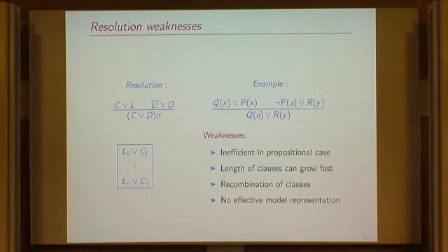And there is no effective model representation. If you're interested in a counterexample, then resolution might not be very good, and superposition might not be very good. What it gives at the end is a saturated set of clauses, which theory shows is convergent, but it's very difficult to extract any reasonable model representation from that.